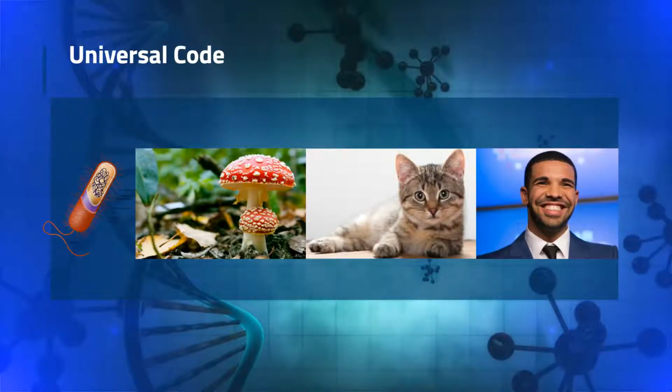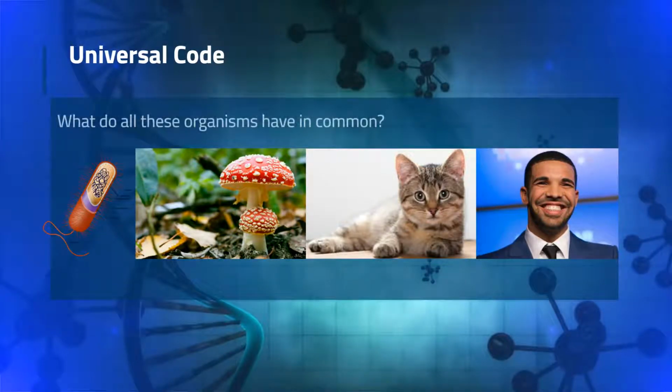Cool. So last little bit of the notes, let's talk about kind of the bigger picture of it all. Here on the screen, we have a bacterium, we have some fungi, we have a cat, and we have Drake. So the question is, what do all these organisms have in common? On first glance, a bacteria, a fungus, a cat, and Drake don't really look like they have anything in common, right? They all act differently, they all look differently, they're all different organisms.